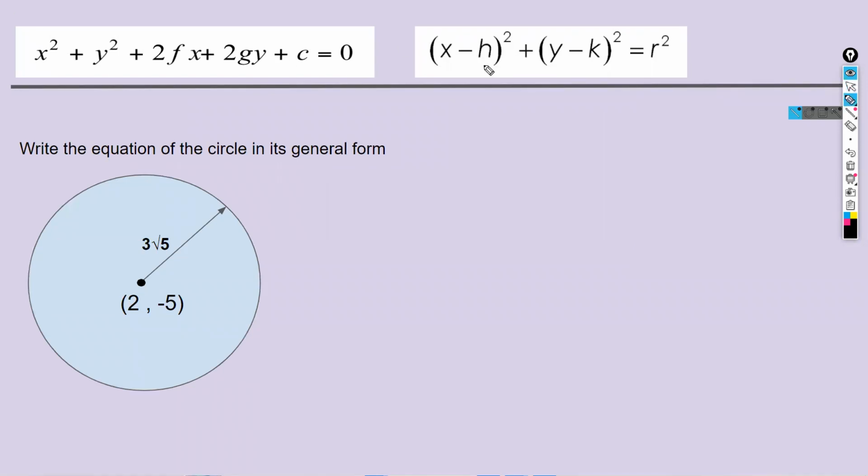Remember, there are two versions of the equation of a circle, right? The scary looking one is called what? Your general equation. And the more polite looking one is called what? Your standard.